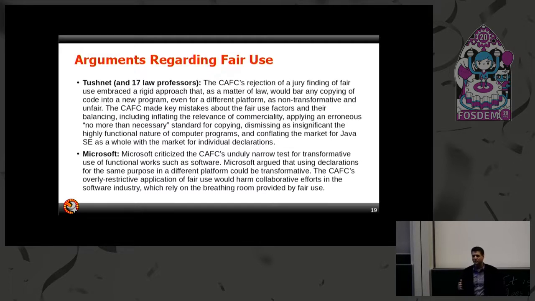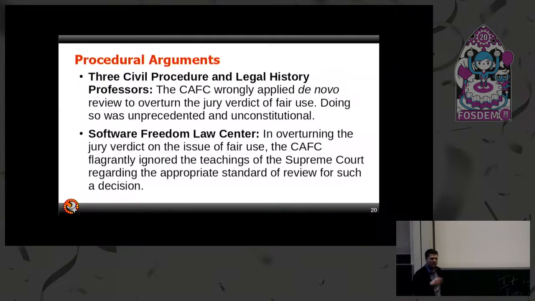Notably, they filed on the fair use question, where their earlier amicus brief at the Federal Circuit was pro-copyrightability of these interfaces. So they are not necessarily backing down from that position, but they are saying that fair use should make these APIs available. Moving on, there are procedural arguments.